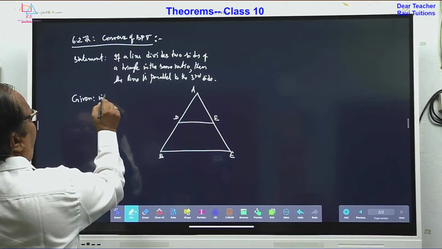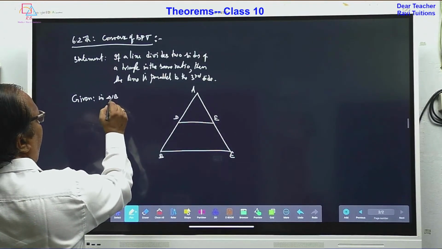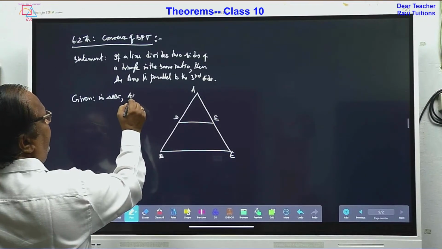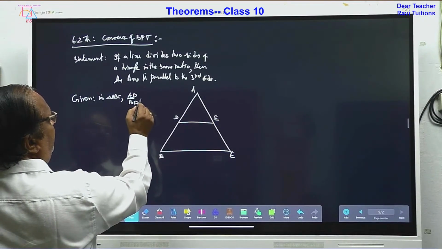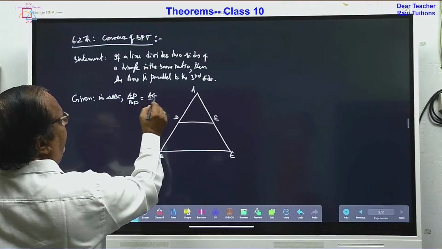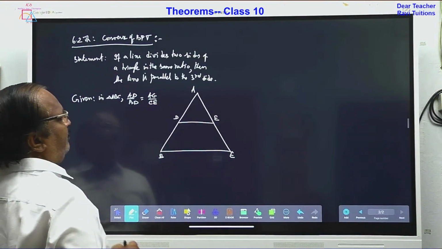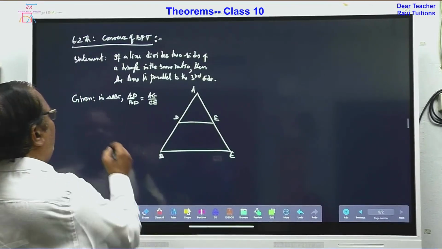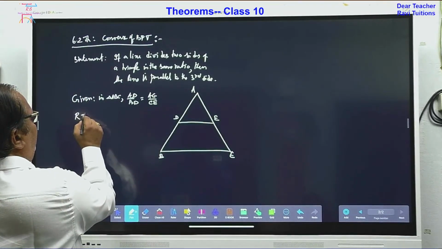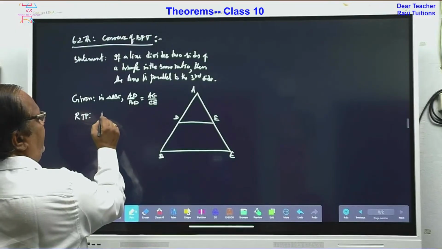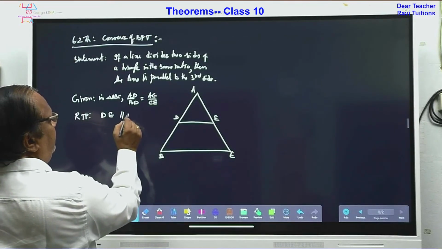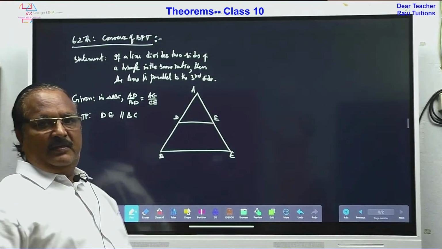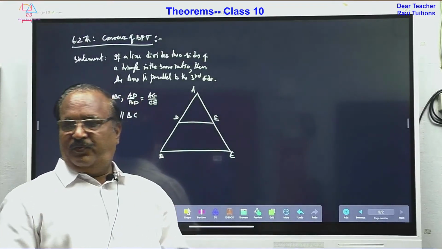In triangle ABC, AD by BD is equal to AE by CE. This is given. Now what is required to prove? DE is parallel to BC. So this is what we have to prove.